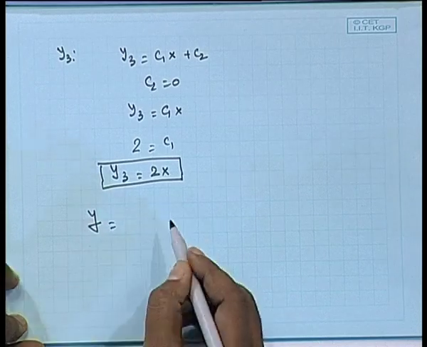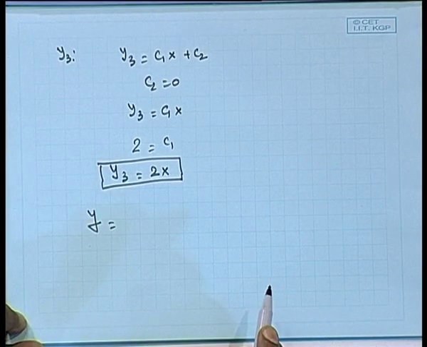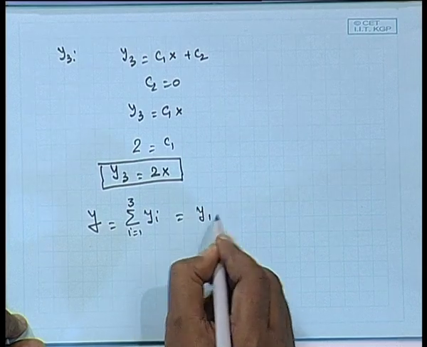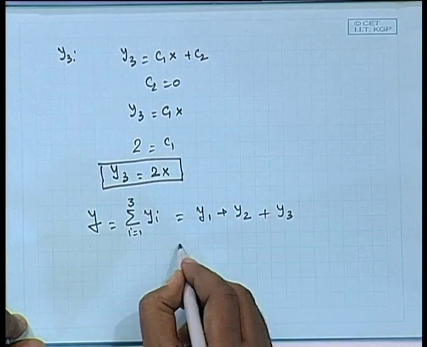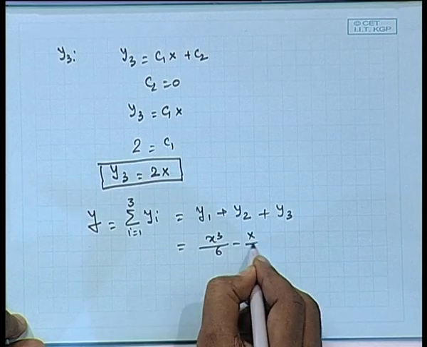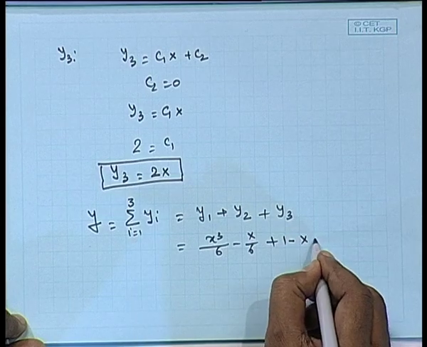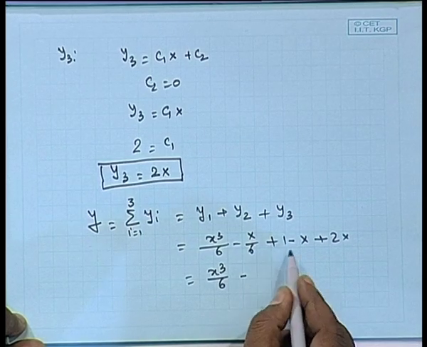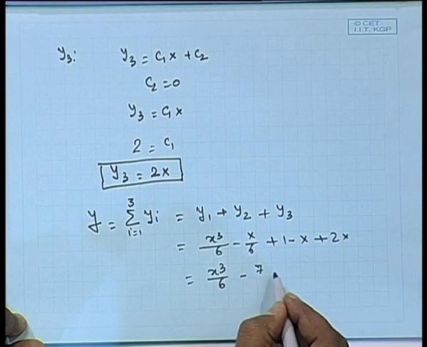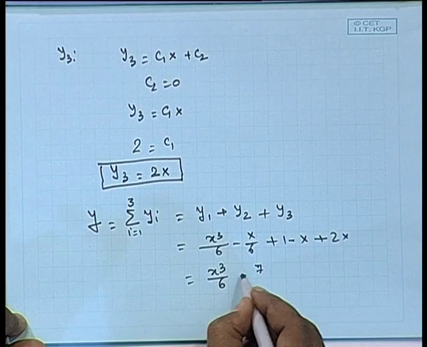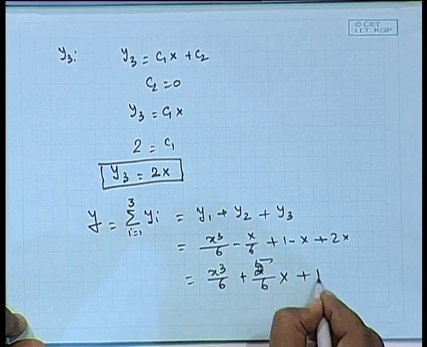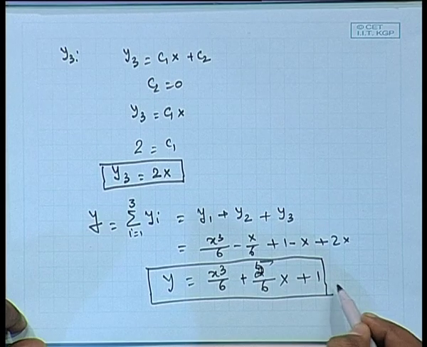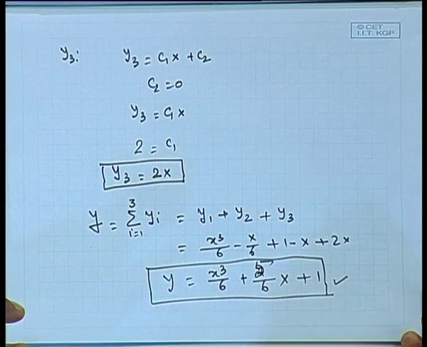Now, the actual solution will be a linear superposition of all these three individual solutions. Summation of yi, where i will be the number of equations you are having in your system. So, y1 plus y2 plus y3. y1 is x cube by 6 minus x by 6 plus 1 minus x plus 2x. Okay. x cube by 6 minus 7 by 6 plus 12, it will be plus 5 by 6 x plus 1. Okay. This will be the actual solution, and the first straightforward solution that you have already got, you just check that this will be identical with the first one.